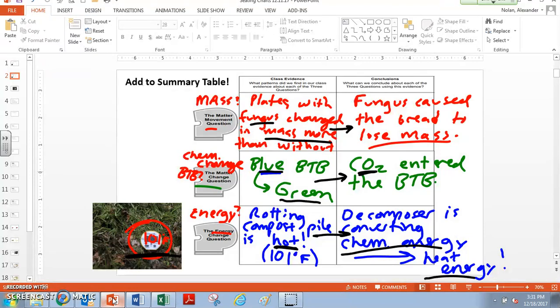So these are probably the important conclusions that we should run away with, and probably want to add them to our summary table, as I indicated here. This is really a good way to sum up the most important things that we looked at over this unit in terms of mass changes, in terms of chemical changes, our BTB, and in terms of energy, that our decomposers are producing heat energy from chemical energy.